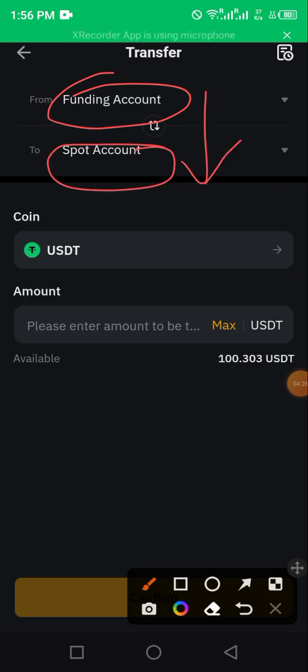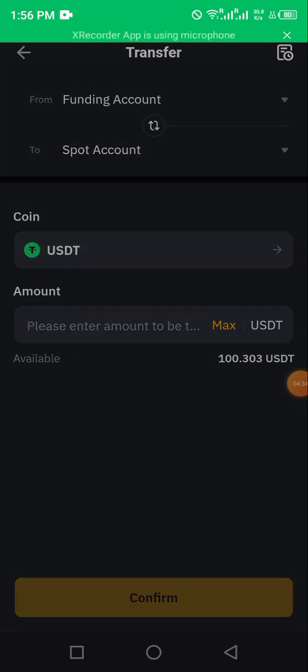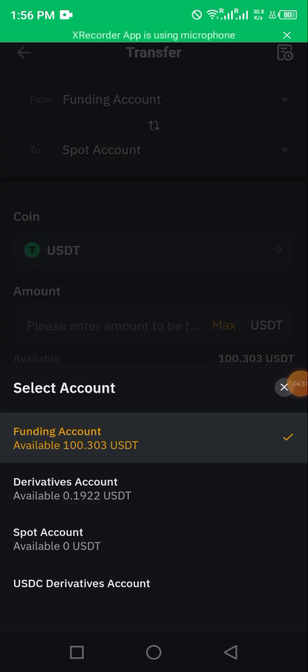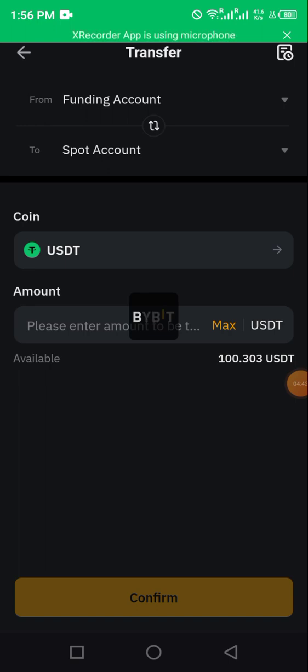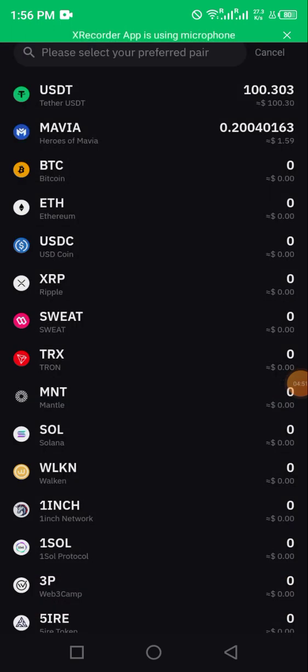Peradventure your fund is in your derivatives, all you need to do is to click on this drop down button here to select the particular account wallet where you want to move the funds from. Then it now makes it easier for you to select. So our fund is in our funding wallet, in our funding account section of the wallet. So we are moving it to our spot. So we now click on it, you select your coin that you want to move.